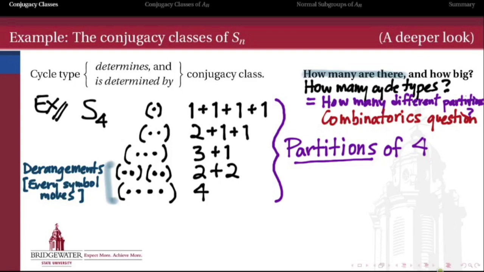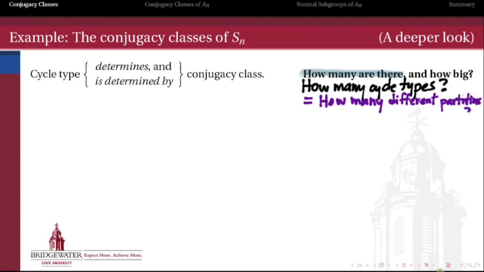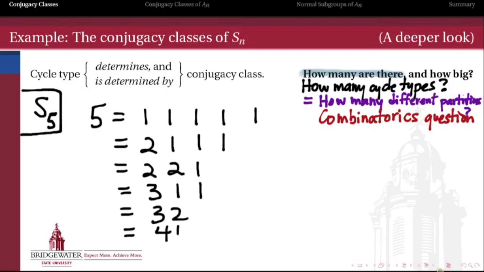Here's actually a little convenient shorthand for keeping track of partitions, and it's something that if you take a deeper study into representation theory, it turns out that this way of counting conjugacy classes in SN actually has a lot of additional applications that we can do with it. So let's look at S5 for a second. It turns out there are seven different ways of partitioning the number 5 into a sum of non-negative integers, and here they all are.